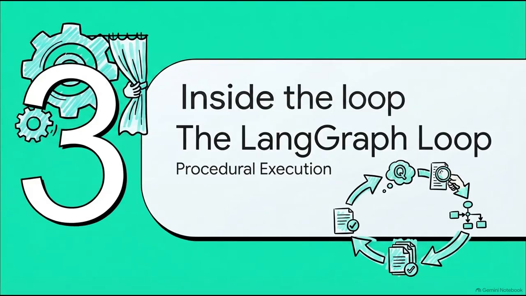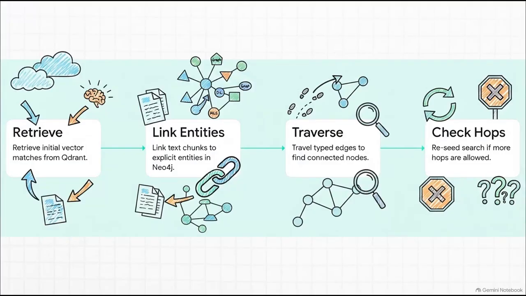Okay, section 3, inside the LangGraph loop. Now that we know who the players are, let's pull back the curtain and look directly at the procedural loop itself. This brilliantly illustrates the exact journey a query takes. Step 1, the agent retrieves those initial vector matches from Qdrant based on whatever prompt you gave it. Step 2, it takes those text chunks and links them to explicit entities sitting over in Neo4j.